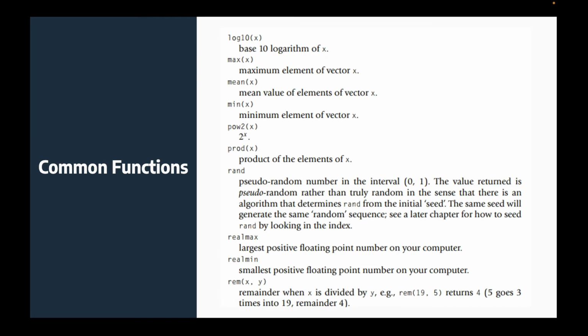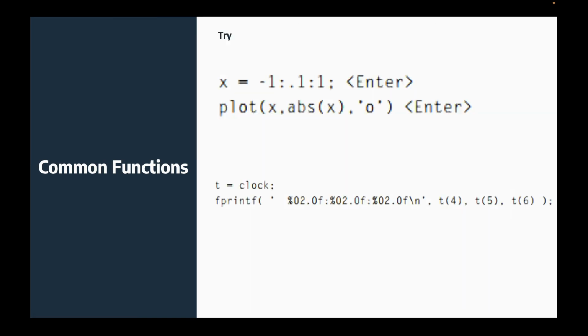We used rand before. We have realmax, realmin, and rem. Now let's try together x equals minus 1 with an increment of 0.1. That's minus 1, colon, 0.1, colon, 1. Then semicolon, and we'll hit enter.